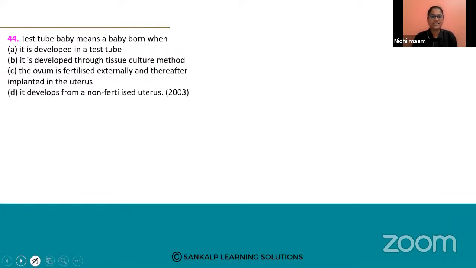Next question, test tube baby means born when. Test tube baby ಅಂದ್ರೆ ಏನು? When it is developed in a test tube, it is developed through tissue culture method. The ovum is fertilized externally and thereafter implanted in the uterus. Externally fertilization ಆಗತ್ತೆ ಅಂದ್ರೆ ಲ್ಯಾಬ್ ಅಲ್ಲಿ, ಅದಾದ್ಮೇಲೆ ಅದನ್ನ ಯುಟರಸ್ ಗೆ ಟ್ರಾನ್ಸ್ಫರ್ ಮಾಡ್ತೇವೆ. It develops from a non-fertilized uterus. So what is your response on this?